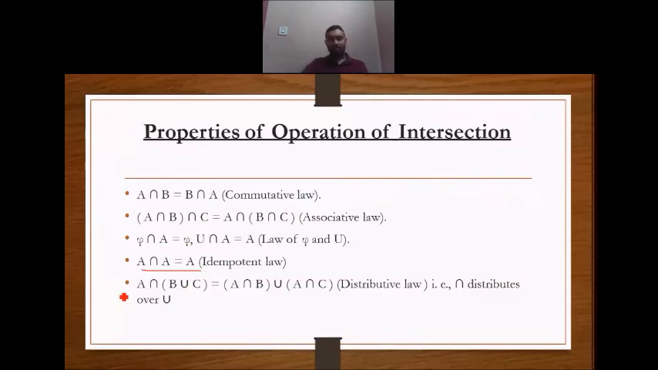The final property is important: the distributive property. A intersection (B union C) equals (A intersection B) union (A intersection C). So the intersection distributes over union. You have to remember this. All these properties you have to remember, or at least have an idea about.